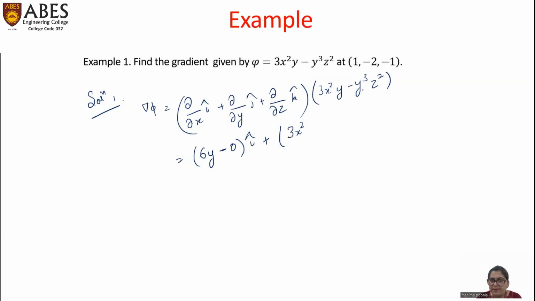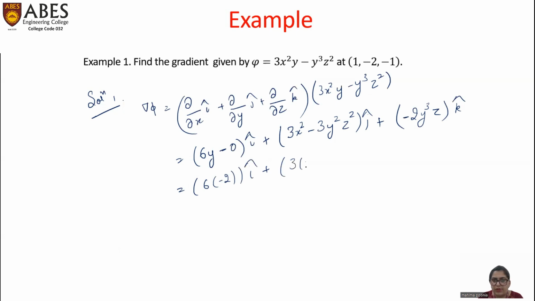It will be 3x square and 3y square z square j cap. Now, the partial derivative with respect to z will be 2y cube z. Fine. Now, substituting the values, it will be 6 into minus 2 i cap plus 3 into 1 square, 3 into minus 2 square into minus 1 square j cap, minus 2 into minus 2 cube into minus 1 k cap.